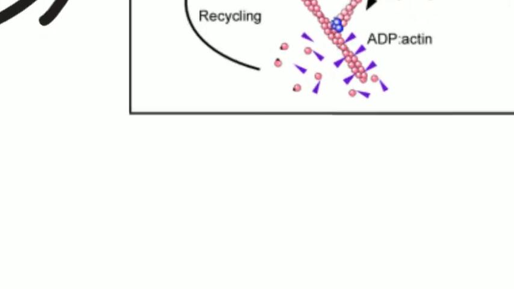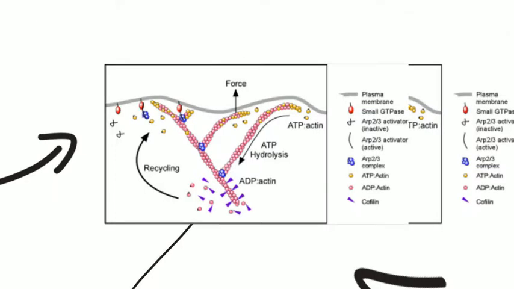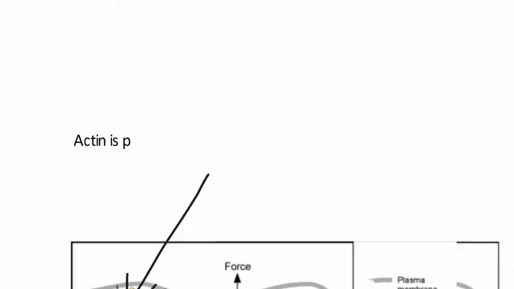This process is promoted by cofilin. Cofilin binds to the actin ADP subunits, allowing actin to be released. Actin monomers are recycled back into filaments at the leading edge. This creates a treadmill effect by polymerizing at the barbed end and depolymerizing at the pointed end.